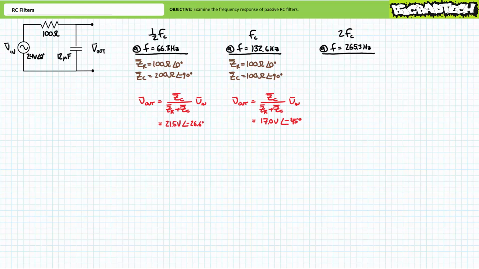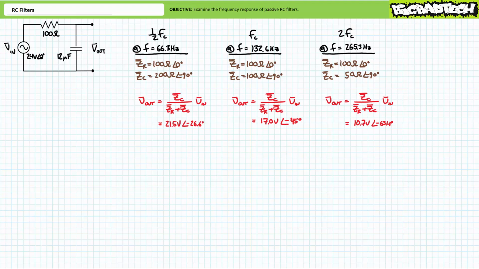Let's now examine the performance of the system at a frequency greater than the critical frequency. If this truly is a low-pass filter, we should expect output voltage to be less. Let's see if this is the case. At the increased excitation frequency of 265.2 Hz, the 100 ohm resistor still presents an impedance of 100 ohms at an angle of 0 degrees. At the increased excitation frequency, the 12 microfarad capacitor now presents a decreased impedance of 50 ohms at an angle of negative 90 degrees. Capacitive impedance went down.